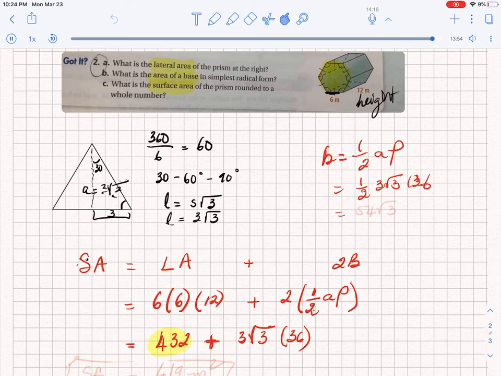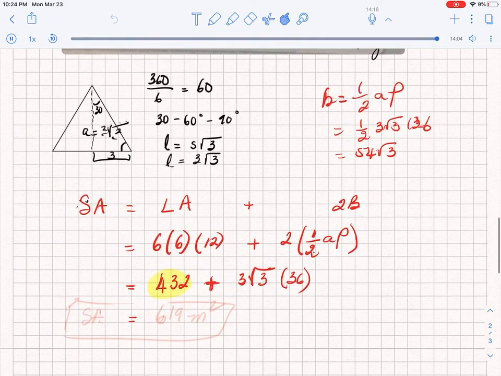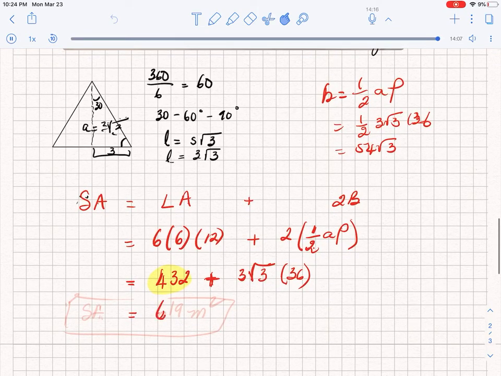That should give me 54 radical 3 as one base, but there are 2 of them, so I'm going to calculate all of them. If I punch it in the calculator, that should give me 619 square meters as the surface area. Okay, I'm going to continue with the second part in a minute here.